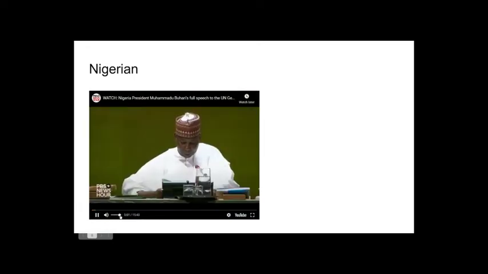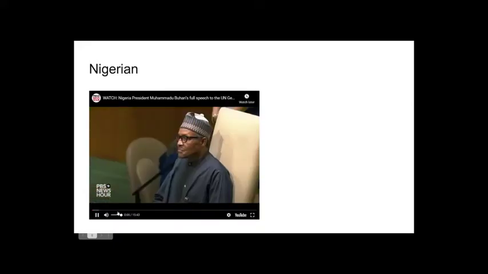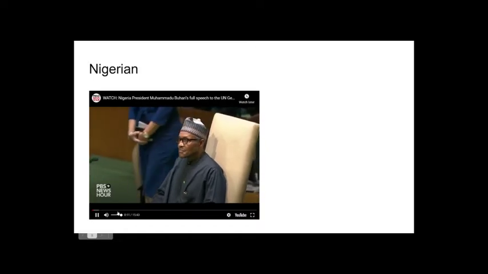I have the honor to welcome to the United Nations His Excellency Muhammadu Buhari, President of the Federal Republic of Nigeria, and to invite him to address the Assembly. Mr. President.